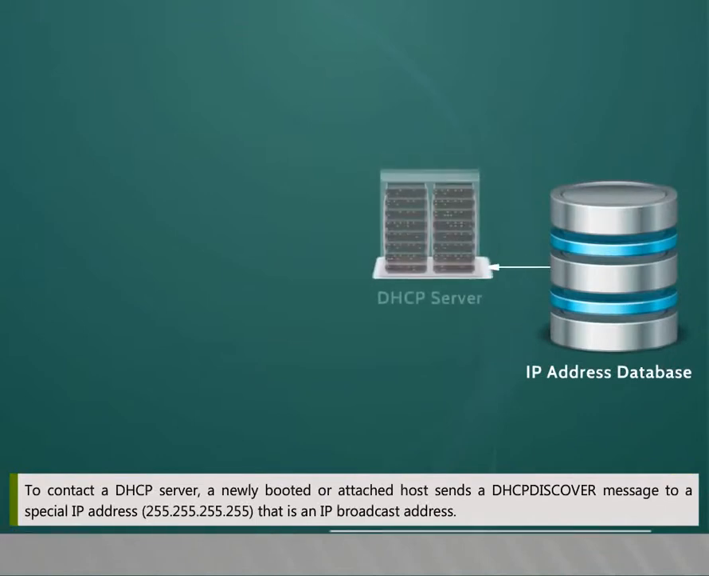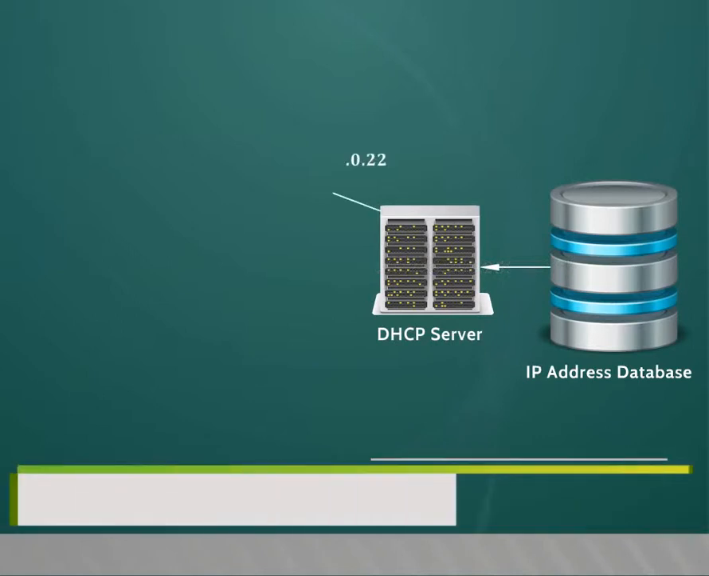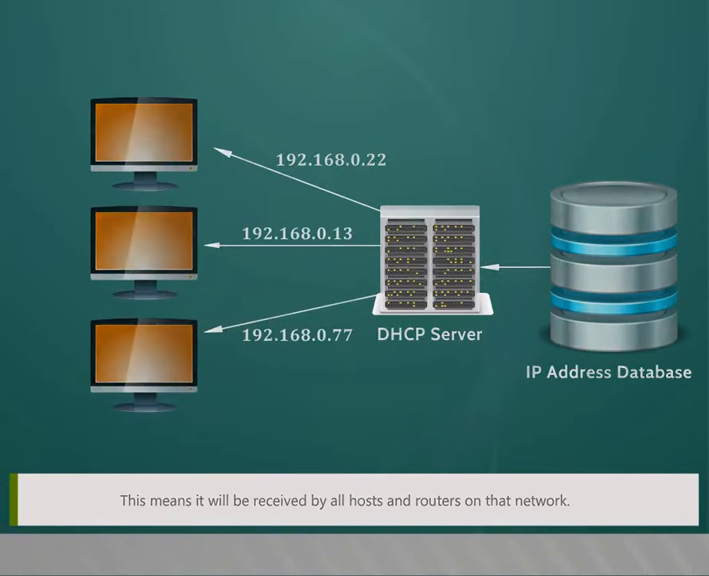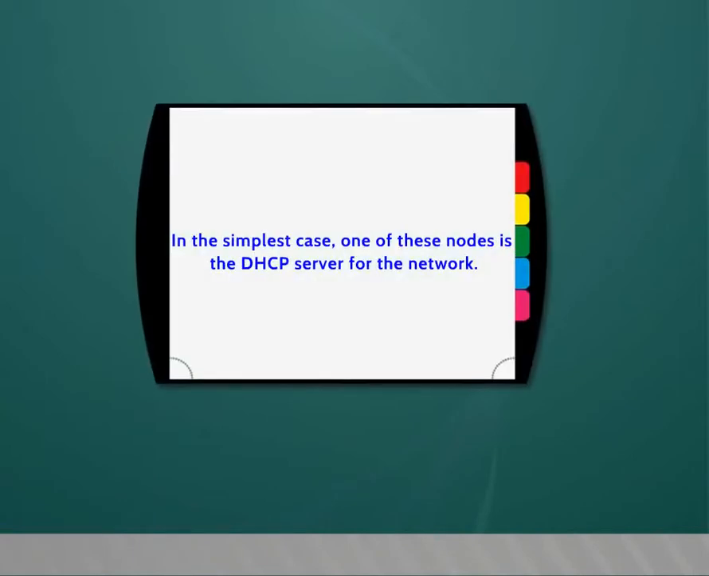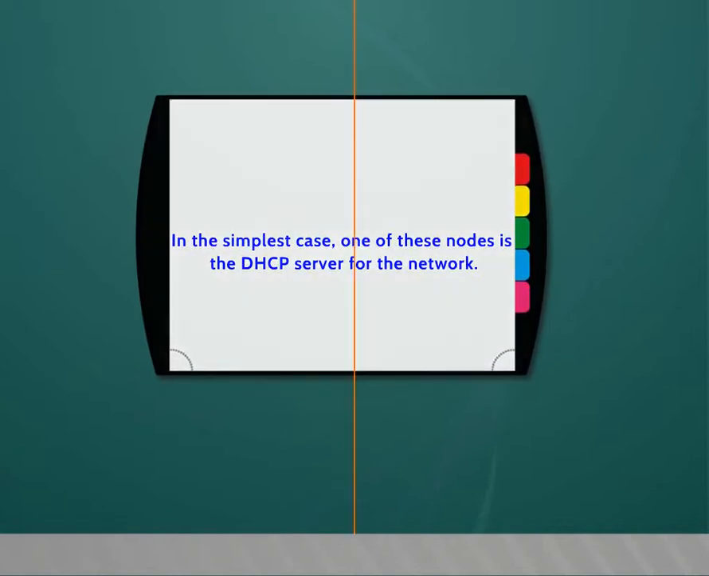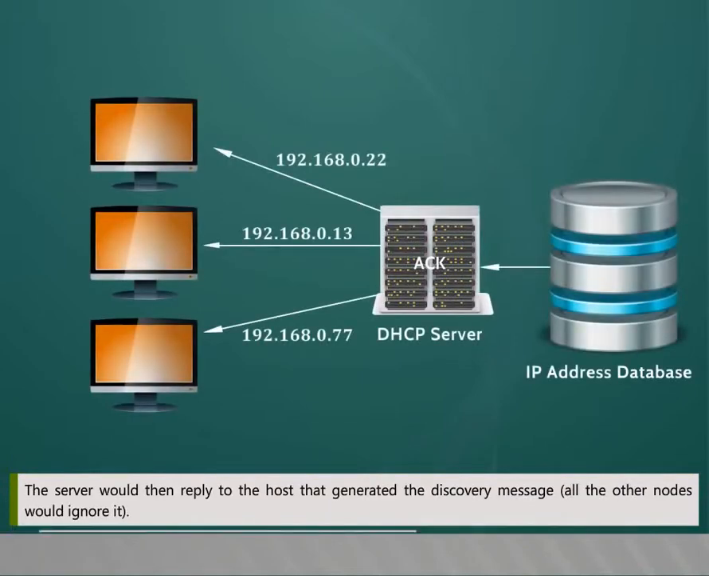To contact a DHCP server, a newly booted or attached host sends a DHCP discover message to a special IP address, 255.255.255.255, that is an IP broadcast address. This means it will be received by all hosts and routers on that network. In the simplest case, one of these nodes is the DHCP server for the network. The server would then reply to the host that generated that discovery message, and all the other nodes would ignore it.